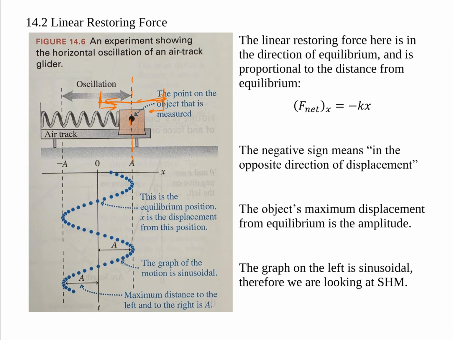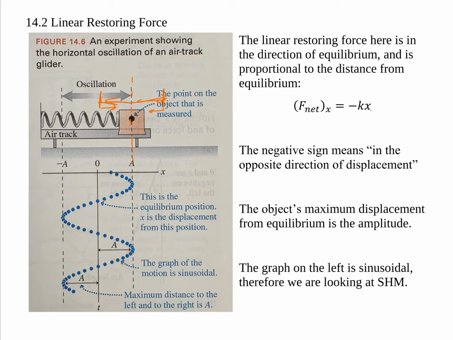So the restoring force that we're talking about, F net in the x direction, is equal to negative kx. This comes from back in, was it chapter 8 maybe, where we were talking about springs. This is the same equation. The k is the stiffness of the spring. Remember that the bigger the k, the stiffer the spring. And then this x, I think in chapter 8 we called it delta x.